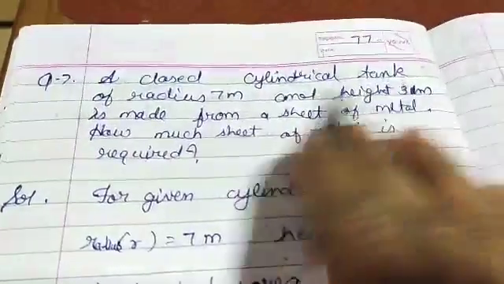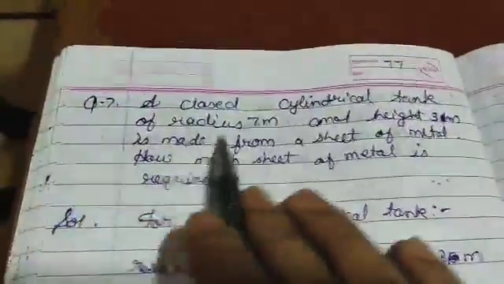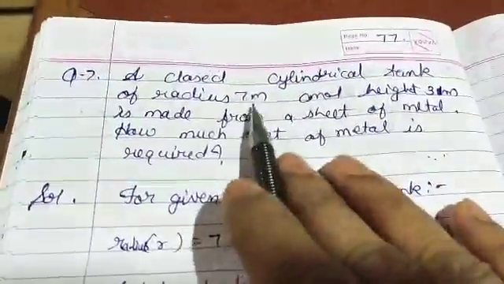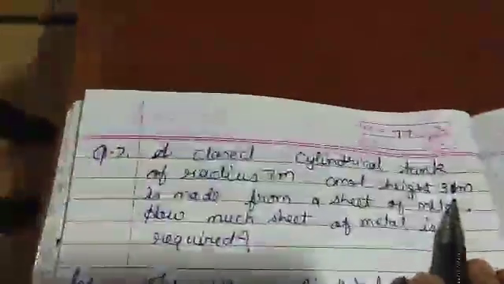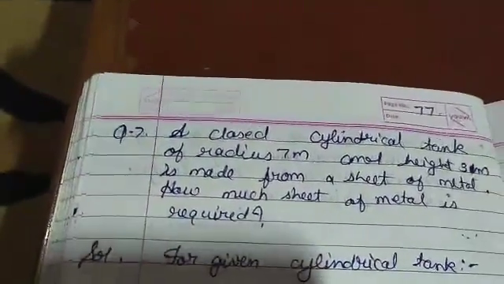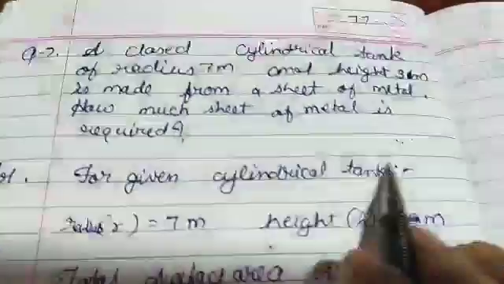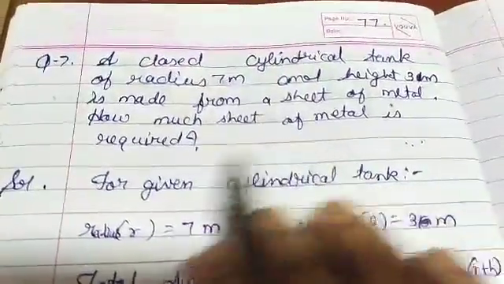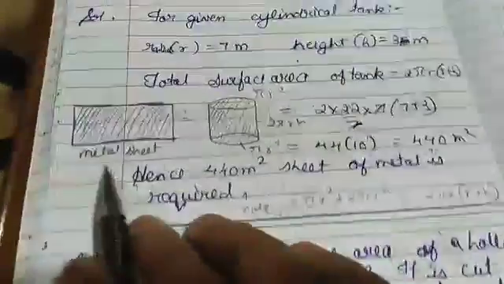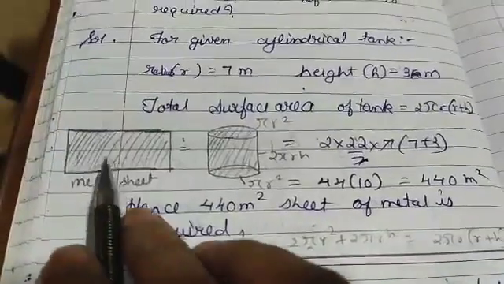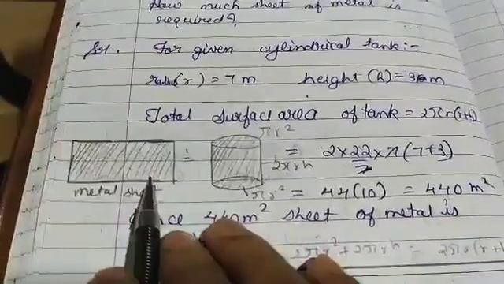A closed cylindrical tank, let us see sum number 7. A closed cylindrical tank of radius 7 and height 3 meter is made from a sheet of metal. How much sheet of metal is required? Now dear student, it's very simple. Think, there is one metal sheet.